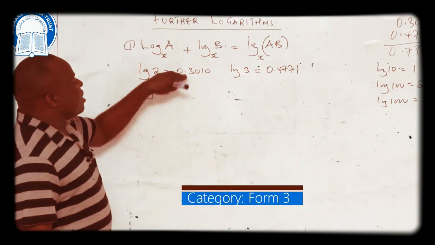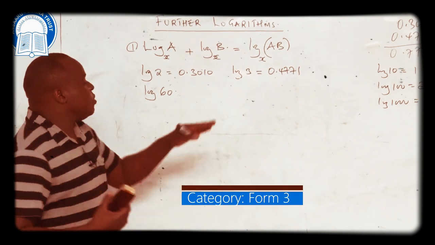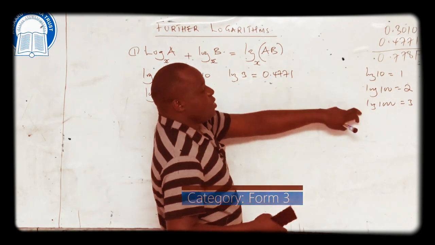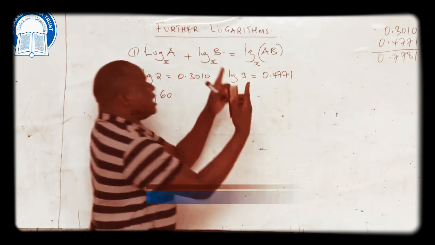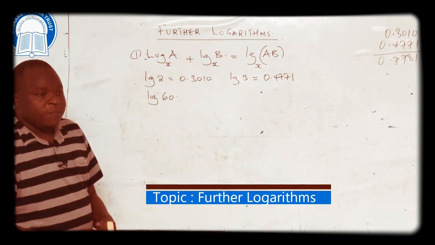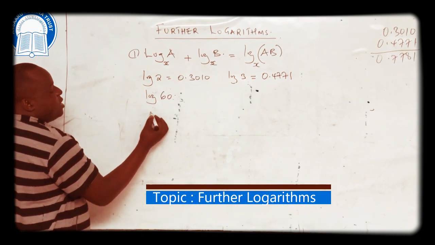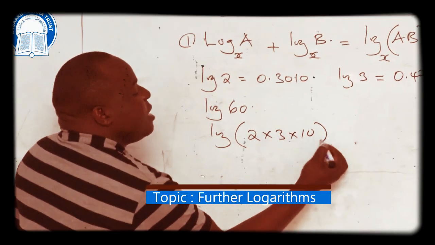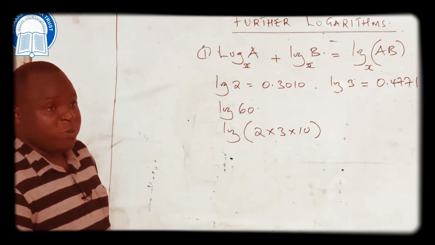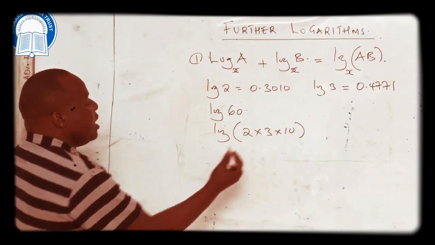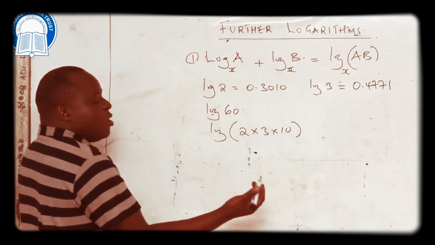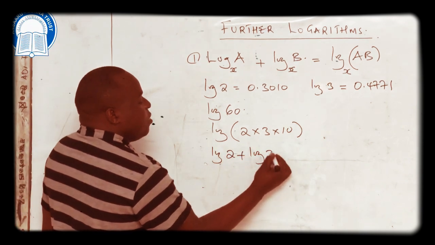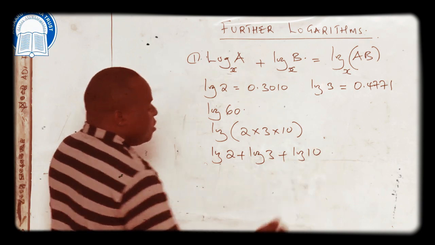Because the question was clear, it said that without using a calculator or tables, I don't need a calculator or tables to do this. So I can include that value in this statement. So now 60 will be the same as log of 2 times 3 times 10, which is now possible. I never used any calculator. I have these values. Log 10 would be a common log. So this is the same as log 2 plus log 3 plus log 10.